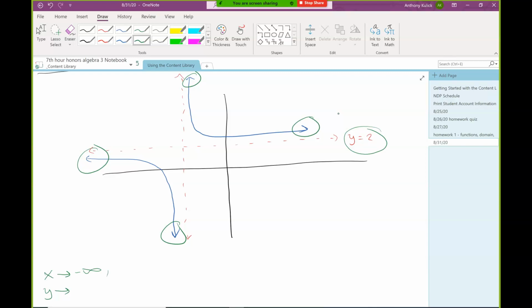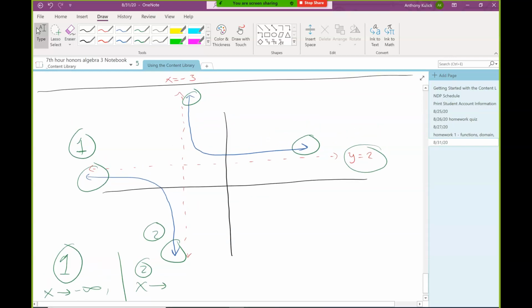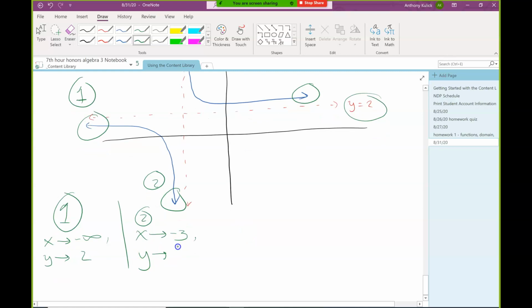Is everybody okay with that idea? We can see that. So I'll label this as 1, just so it's clear what we're referencing. Now let's talk about this arrow. Here, x is approaching not positive or negative infinity, right? But a specific value of x. That specific value of x is -3, where that asymptote is. Okay there? But here the arrow is pointing down, so the y is going to negative infinity. Is everybody okay with that?